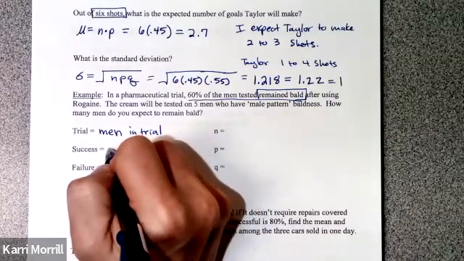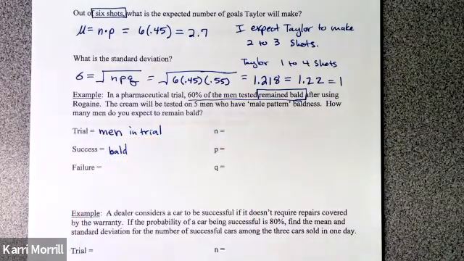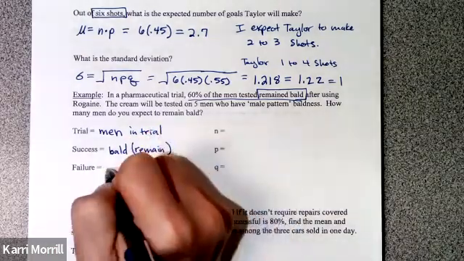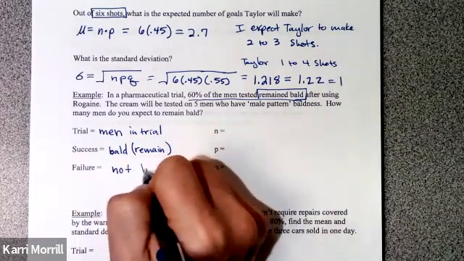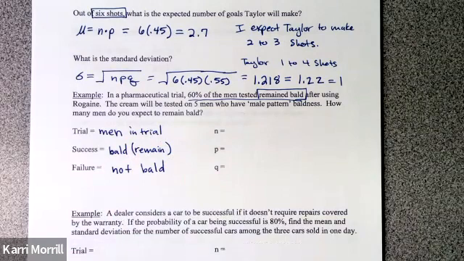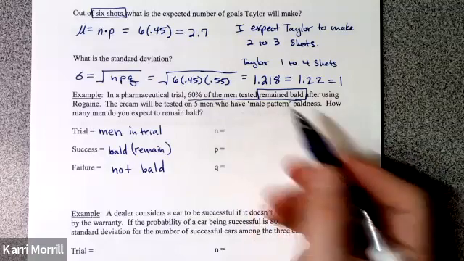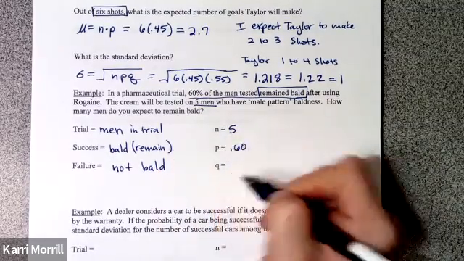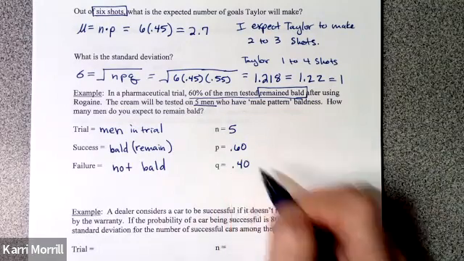Success would be remaining bald. Maybe I should have written remain first. And then the failure would be not bald. Maybe they start growing hair. You would think if they're doing a pharmaceutical trial that maybe they would want to grow hair if they're using Rogaine, right? So it's a flip side. You need to make sure you're paying attention to the statistic they give you, and they're calling that a success in this case. And they tell us we did 5 men. Our success was 60% remained bald, so that means 40% grew hair.